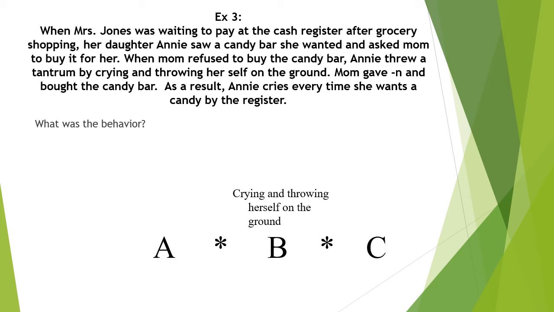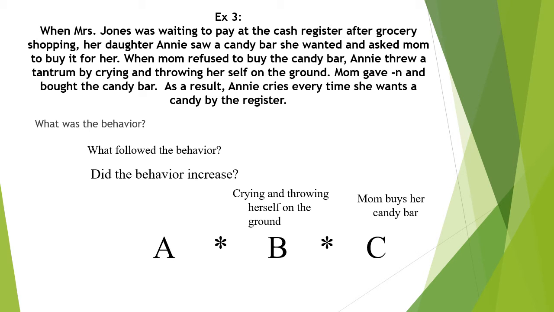What was the behavior? Crying and throwing herself on the ground. What followed the behavior? Mom bought her the candy bar. Did the behavior increase? It says it did. Every time she sees candy now at the register, she cries and screams. So it did increase. Is this reinforcement? Yes, it is. It is positive reinforcement for Annie, correct? Every time she sees that candy bar, she cries and screams. That's the behavior. This is followed by her getting the candy bar.